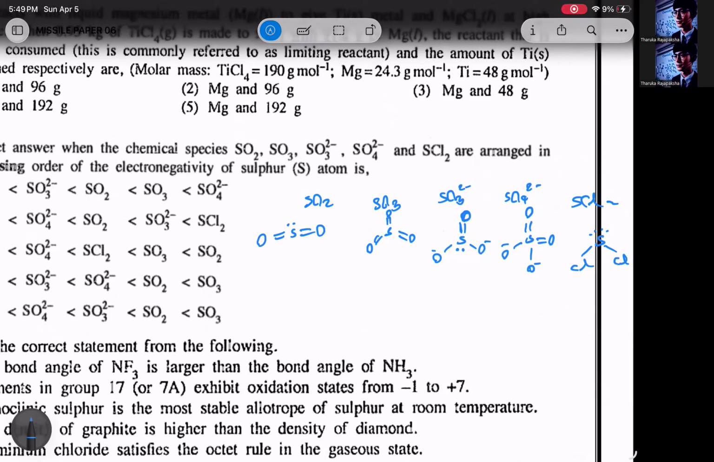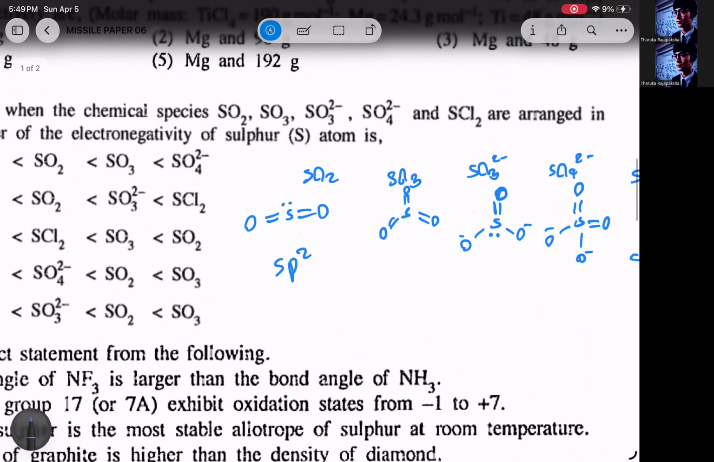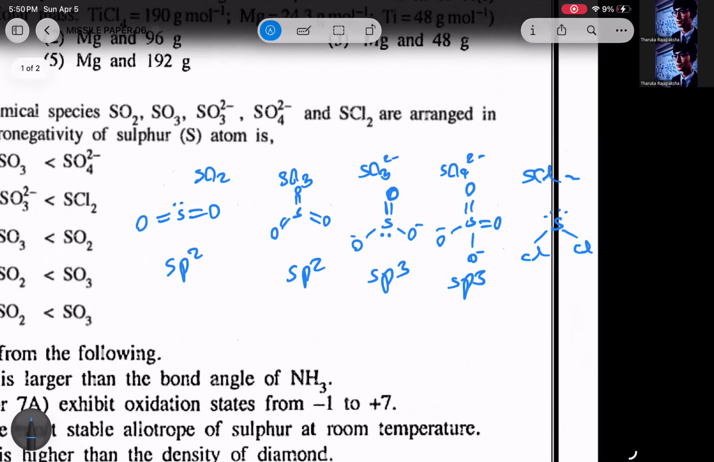First of all, we are going to check the hybridization here because all of them are sulfur atoms, right? When they are the same atom, what we consider is the hybridization. So hybridization of SO2, 1, 2, 3, sp2. This one is also sp2. This one is sp3. This one is sp3. And this one is also sp3.